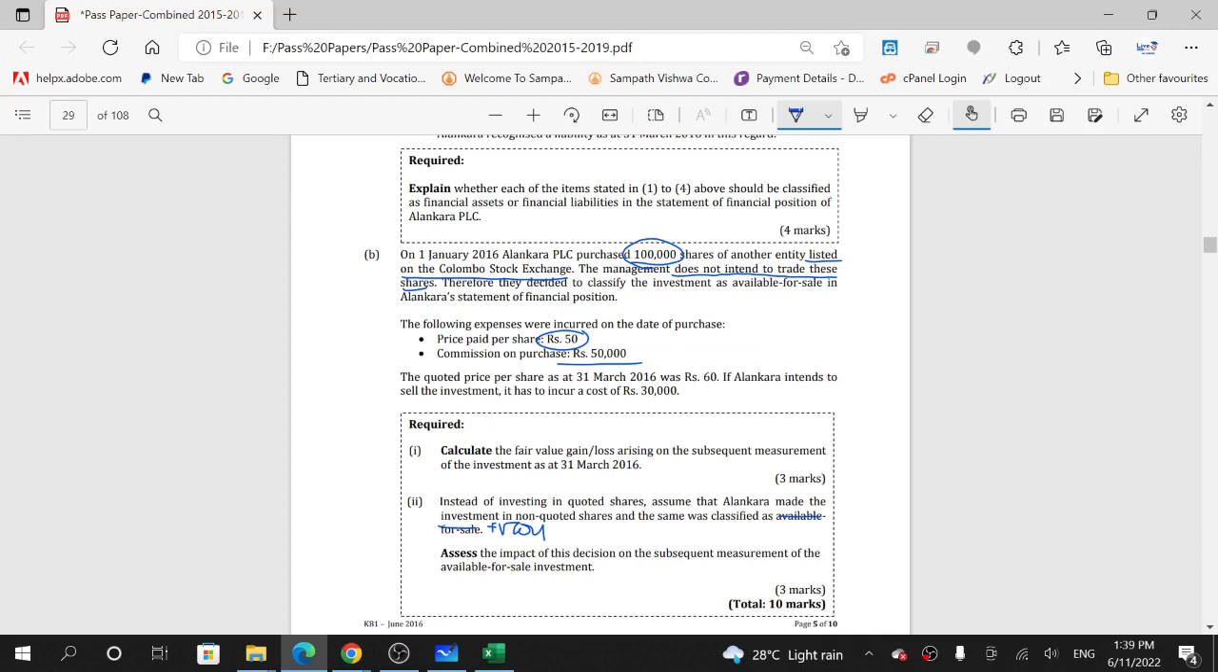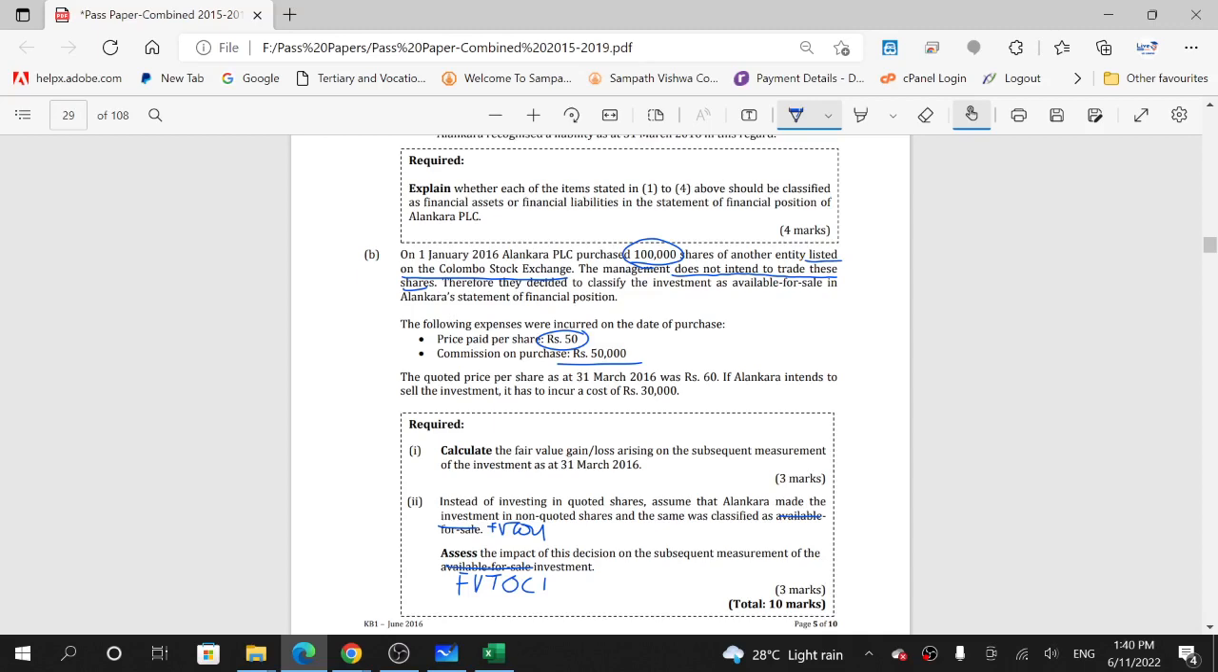But remember, the question asks, if this company has invested in non-quoted market shares. Let's say you buy shares in a friend's private company. If that is the case, it's not quoted, it's just a private limited company's shares. The question asks, instead of investing in quoted shares, assume Alankara made the investment in non-quoted shares and the same was classified as fair value through OCI. Assess the impact of the decision on the subsequent measurement of the fair value through OCI financial instrument.